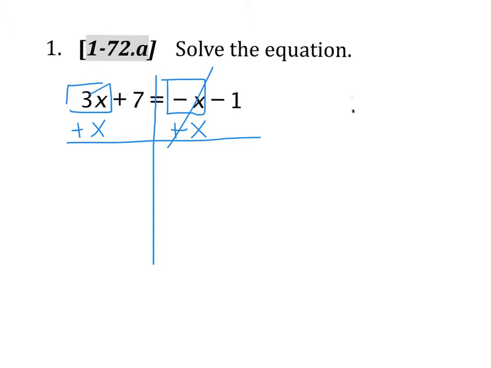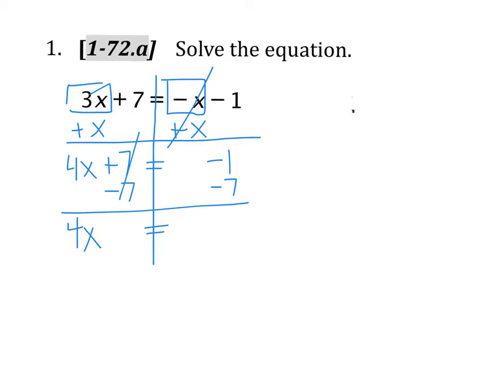When we do that, the x's cancel on the right. On the left, 3x plus x is 4x. Bring down the plus 7. Bring down the negative 1. A couple more steps. So on the left-hand side, we see that this plus 7 is here, so we want to subtract using the subtraction property of equality. Cancel the 7's on the left. Bring down the 4x.